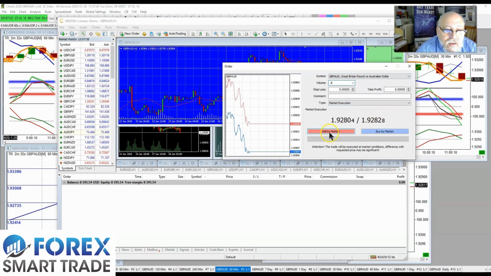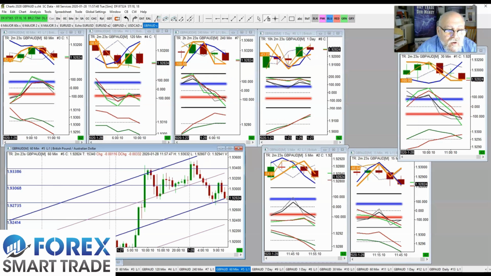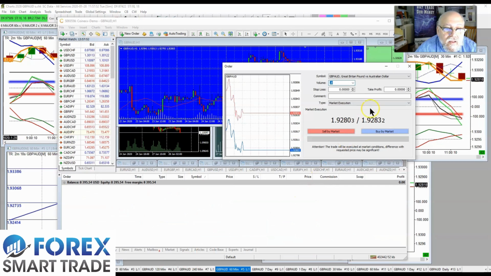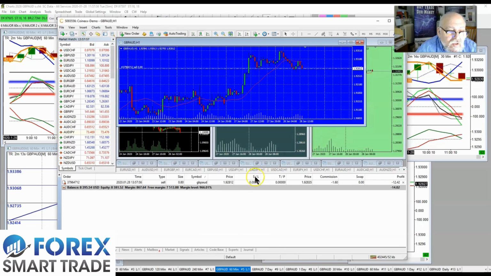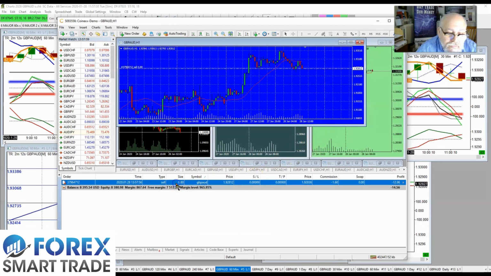And we said market sell. Again, I like to write it down. So yeah, market sell. So it records the trade. Then I'm going to add my stop loss and take profit.